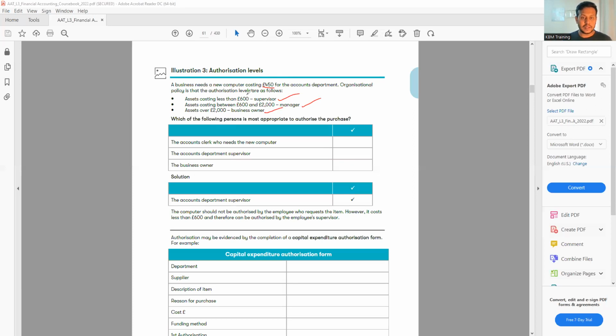Now 450 comes under 600, so that means it will be authorized by the supervisor. So you can say the accounts department supervisor. So this will be the right answer. The authorization policy is not very difficult. Based on the company policy, you have to choose the right one. All right.